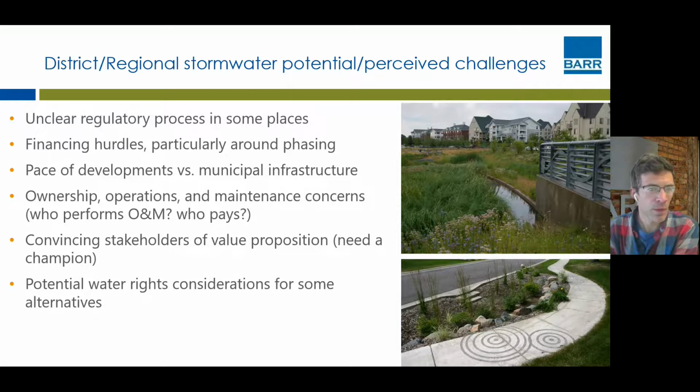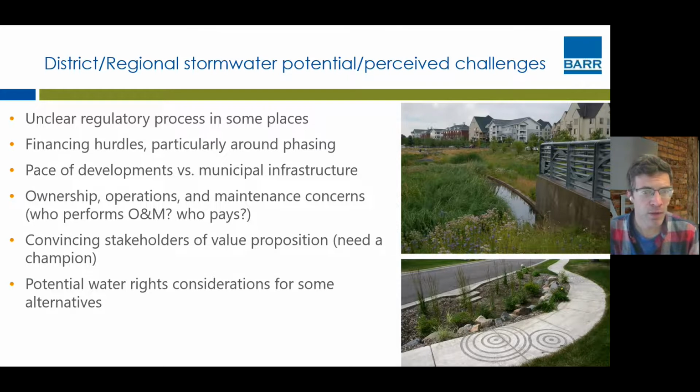Really, skipping down to the ownership and operations, there can be challenging discussions around who will own, who will operate, and who will maintain. These are all challenges that can be overcome, but they take a significant amount of planning, and they take a champion. Often those champions can be municipalities. Those can be the planning arms of municipalities that are trying to encourage redevelopment.